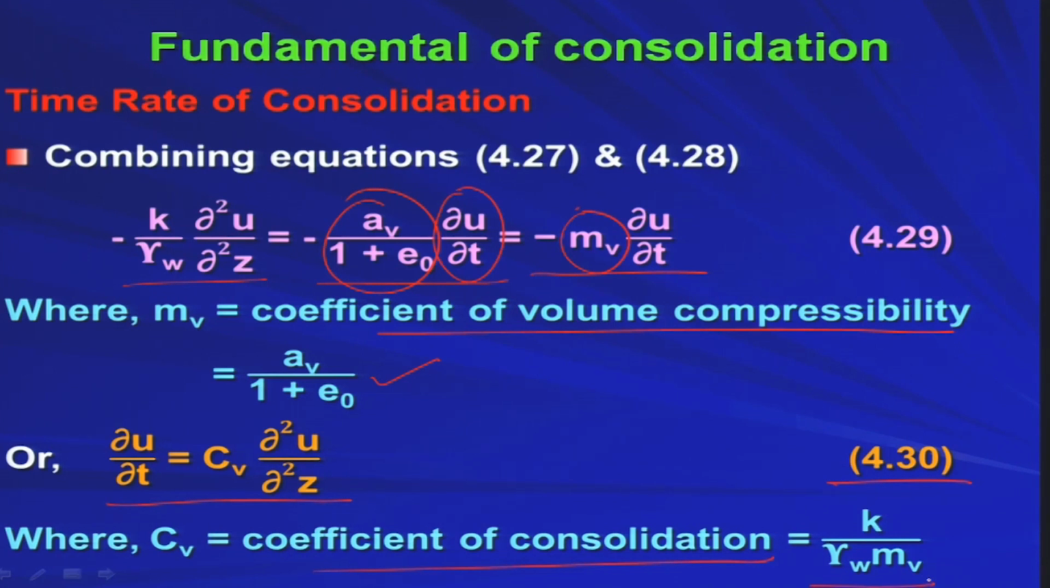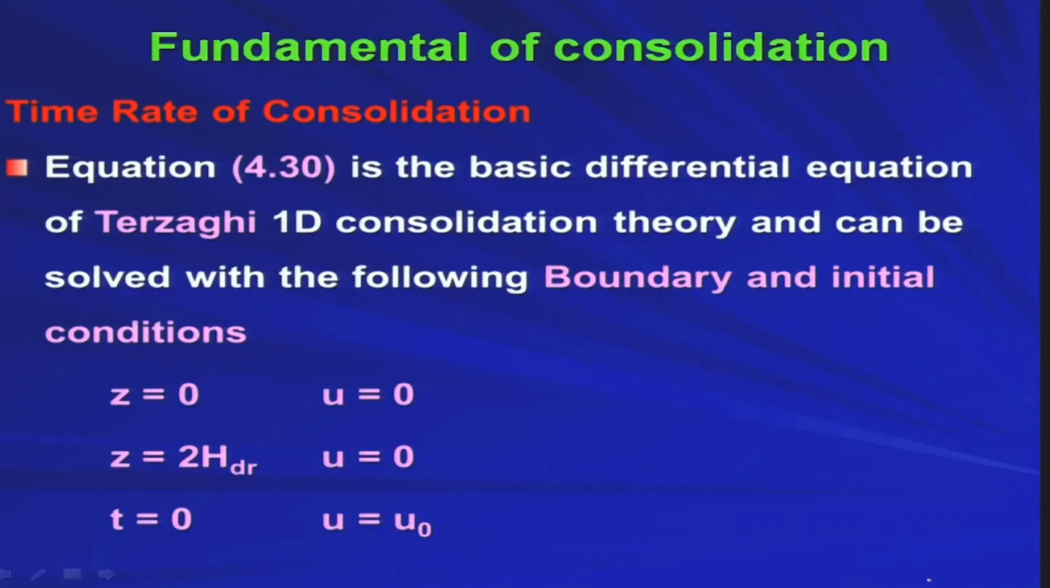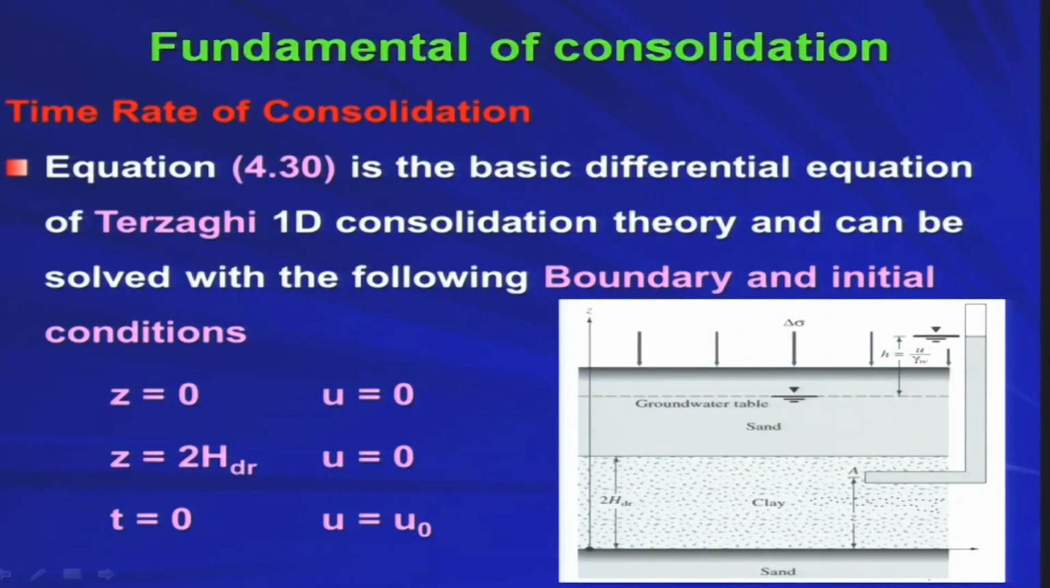So, now if you try to solve this equation, what are the things you need? You need boundary conditions as well as initial condition, right. So, let us see what are the different boundary conditions and initial condition you have. Equation 4.30 is the basic differential equation of Terzaghi 1D consolidation theory and can be solved with the following boundary and initial conditions. So, what are the different boundary and initial conditions?